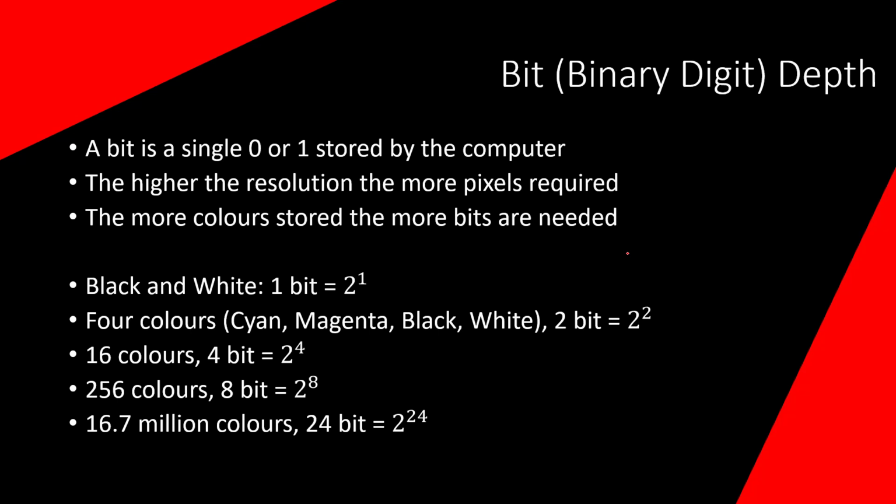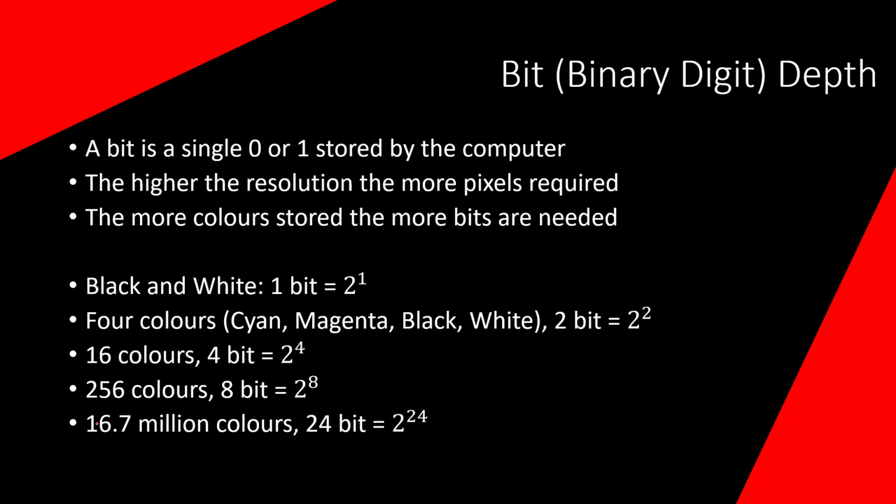If we've got 4 colors, let's say cyan, magenta, black and white, we need 2 bits, which is 2 to the power 2, which gives us 4 options. 16 colors, we need 4 bits, which is 2 to the power 4, which gives us 16 options. 256 colors, we need 8 bits, 2 to the power 8. Or if we want 16.7 million colors, which is what most screens display, we're going to use 24 bit, which is 2 to the power 24.